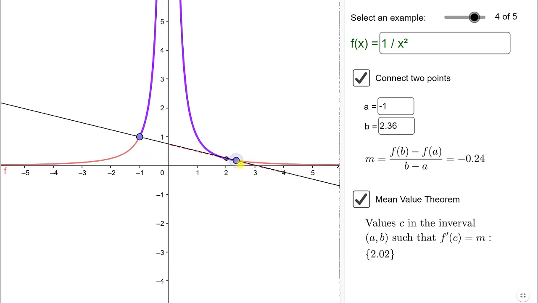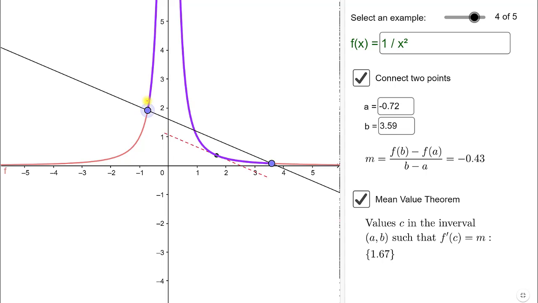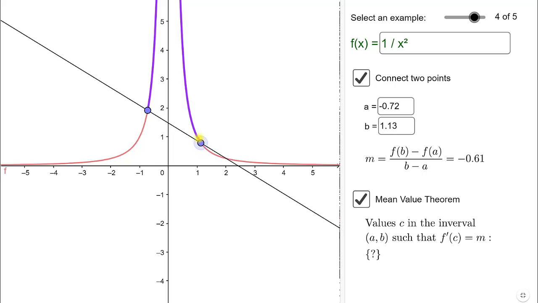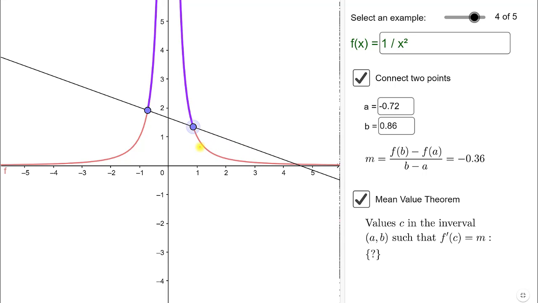I think maybe if I pull this out far enough, it might be the case that there's a c value in between those two things where the slope of the tangent is the same as the slope of the secant, but it's not guaranteed to exist. It doesn't have to be there. The mean value theorem says that if my function is continuous and differentiable between those two points, then the existence of c is guaranteed. Here's one more example.